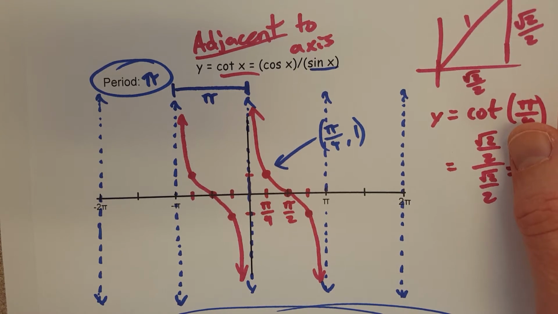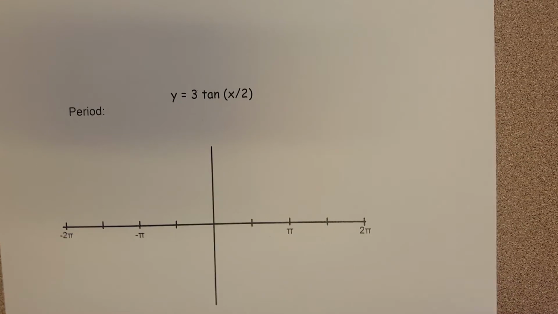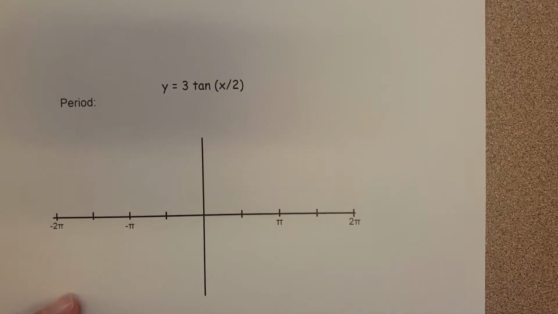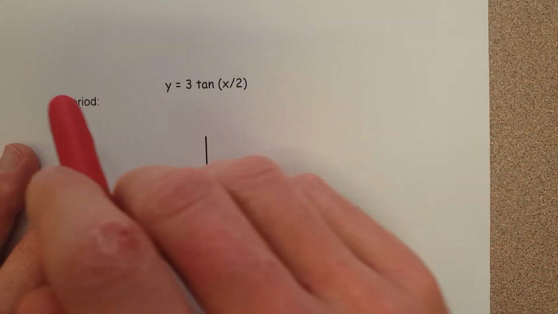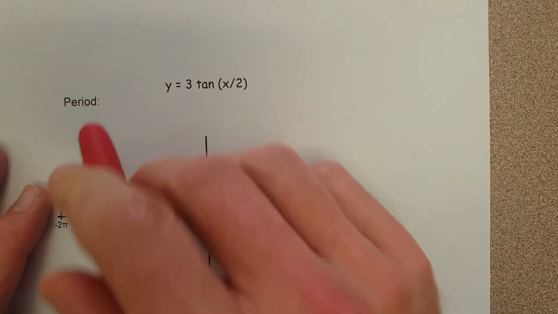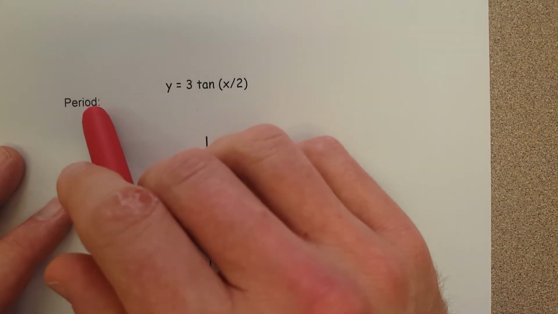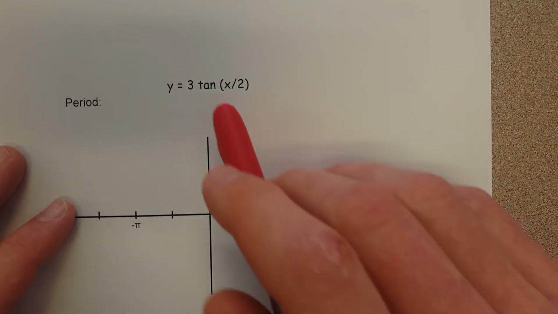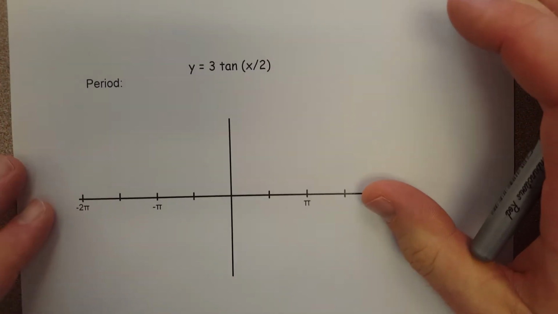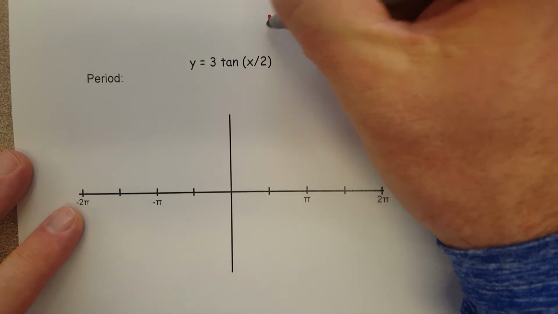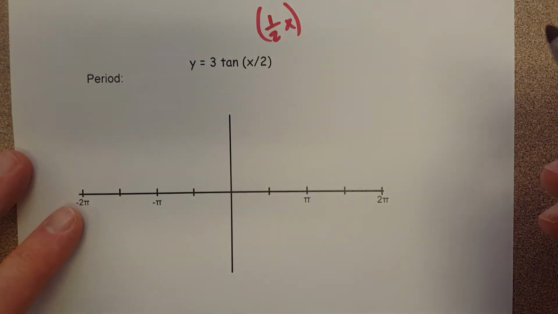And so I want you to be thinking about those two concepts when we look at this one here, 3 tangent of x over 2. First of all, we need to figure out the period. If we're going to figure out adjacent, centered, that kind of thing, the period is important for us to start with. So let's look at this x over 2. Another way to think about that is that's like saying 1/2 x. So the 1/2 is our coefficient here.